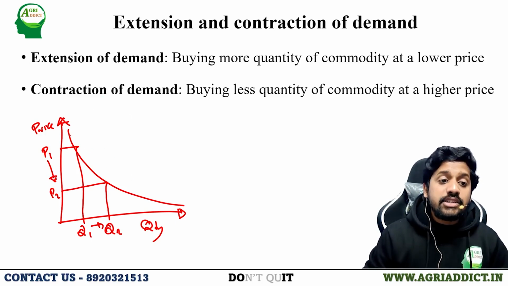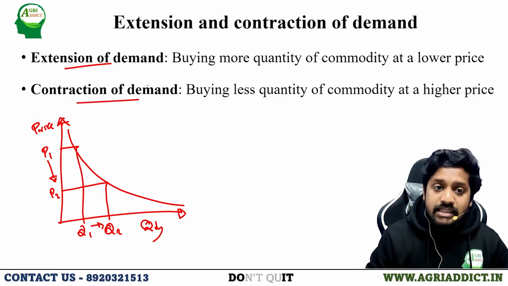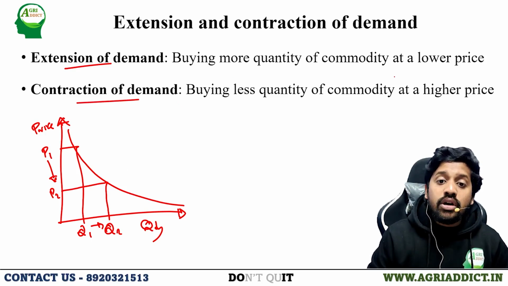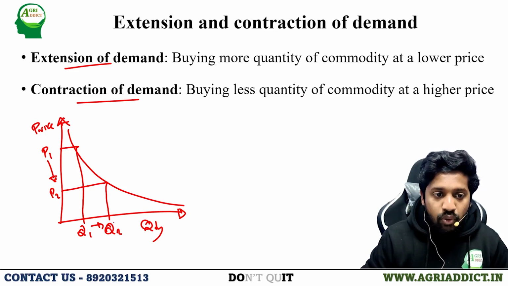And there are two important terms, that is extension of demand and contraction of demand. What is extension of demand? Buying more quantity of a commodity at a lower price. See, when price is decreased, the quantity is increased.